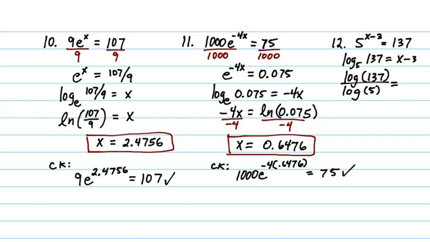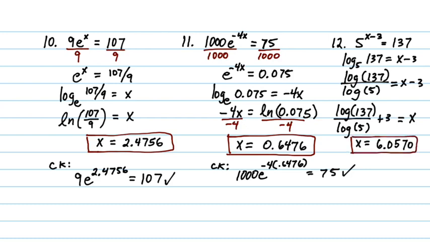Again, notice now the base is 10. And then let's add 3 to both sides. So now the challenge is to just make sure that you can evaluate that using your calculator. So try plugging that into your calculator and see what you get. You ought to get 6.0570. And again, you can check that on your calculator, and you should find that that does equal 137. And that is the end.